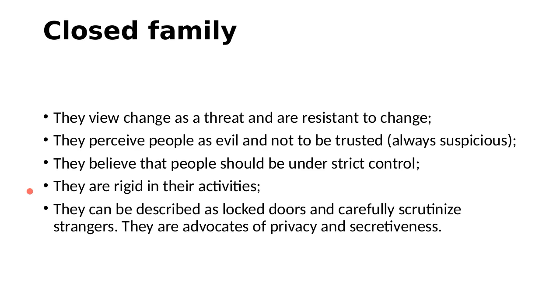Then they perceive people as evil and not to be trusted. They are always suspicious. A closed family, since they are not open to new views or new ideas, perceives people as very evil. They will not interact with them well, because they are always suspicious that these people will harm them in one way or another. Then they believe that people should be under strict control. So they believe that the family members or the kids need to be strictly under control. Otherwise, they will erupt or change their behavior to bad behavior.